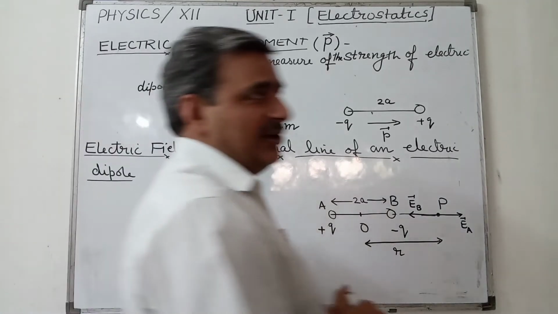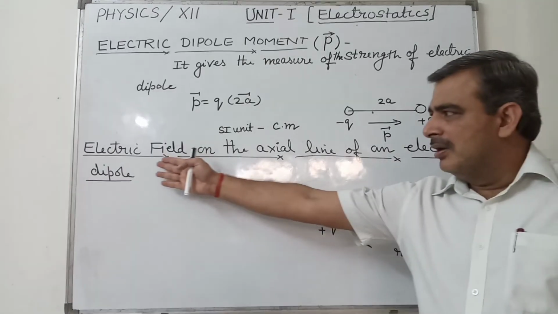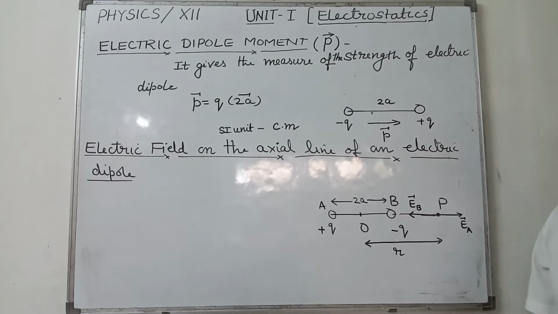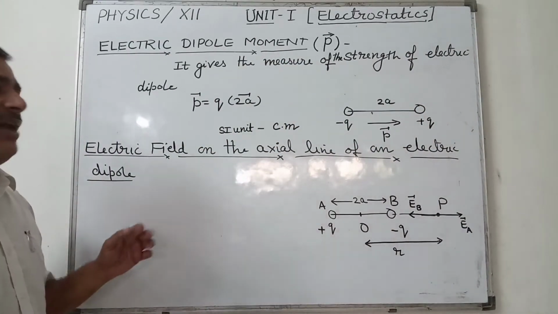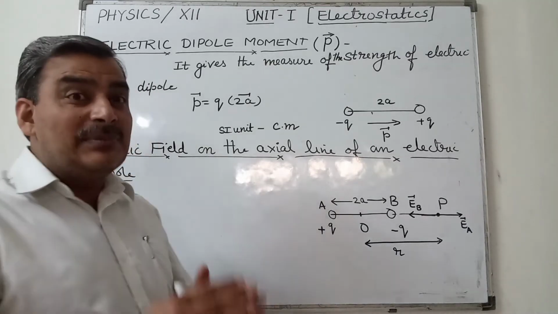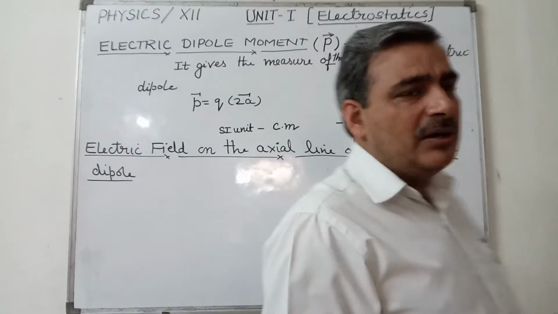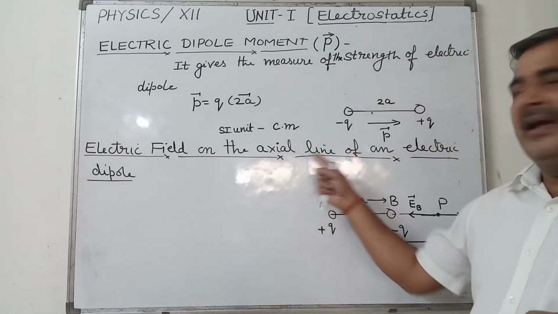Based on this electric dipole, we have to discuss an important topic, which is the electric field on the axial line of an electric dipole. Electric field on the axial line of an electric dipole. Just try to understand how we are able to find this electric field on the axial line. What does the term axial line mean? Axial line means any point lying on the axis of that dipole, that we call the axial line.